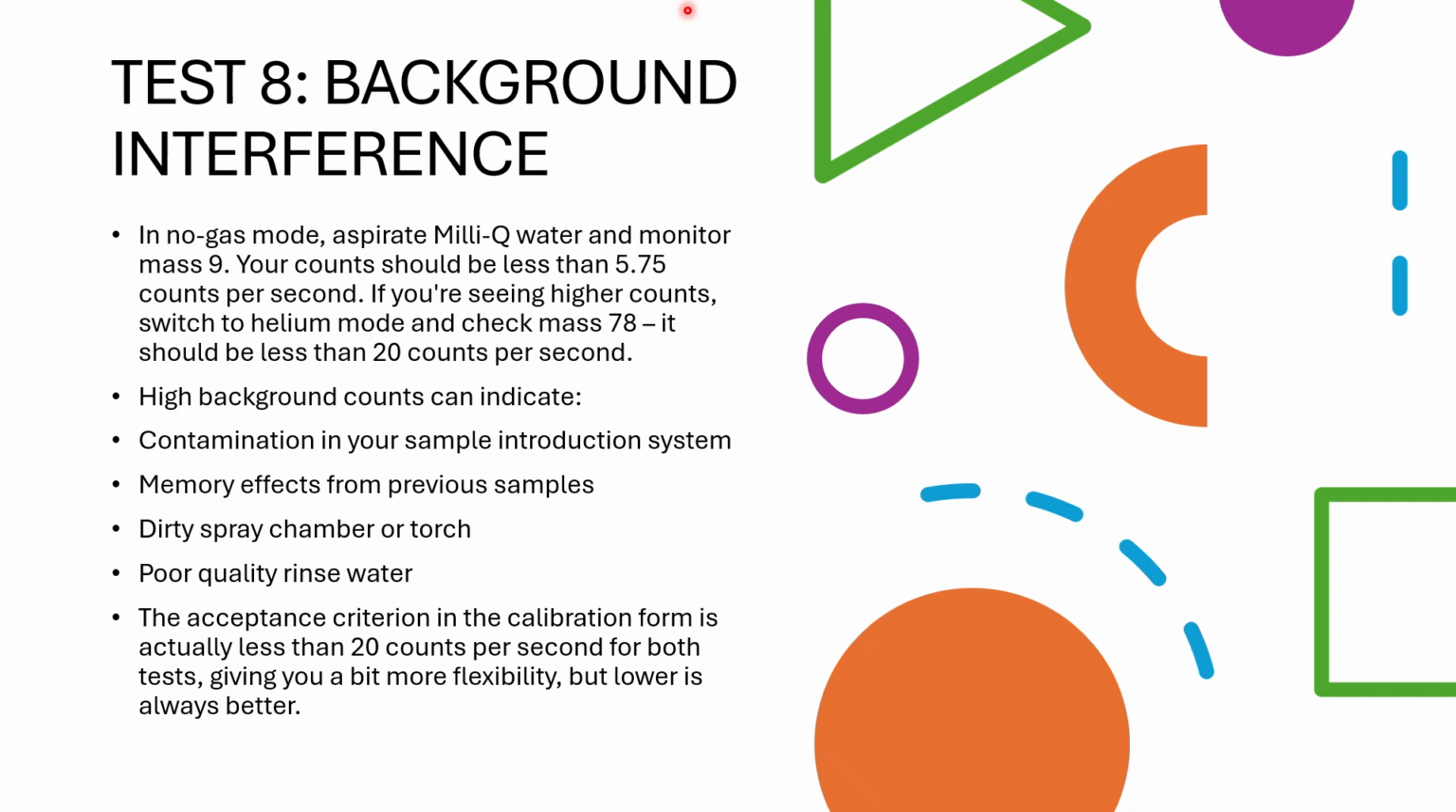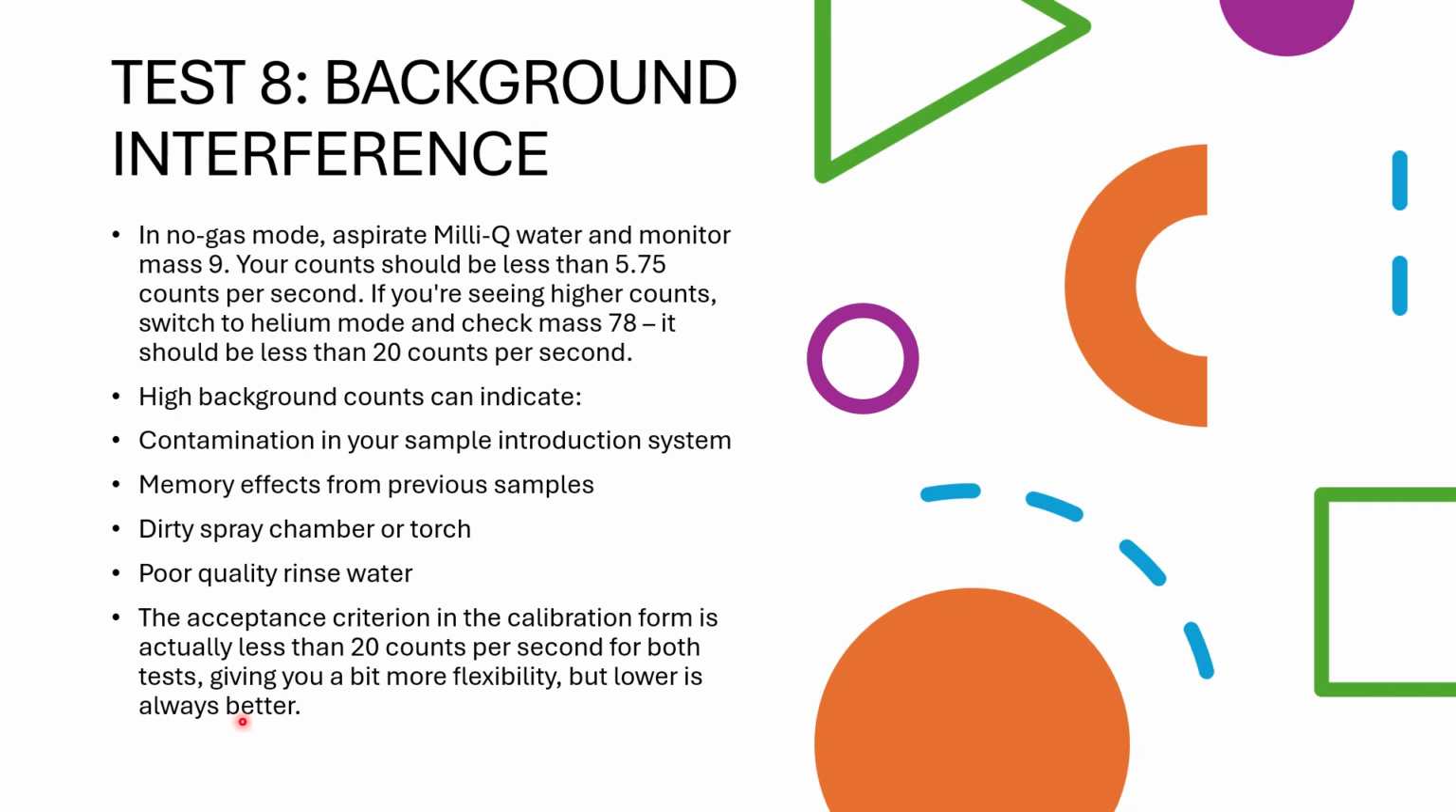If you are seeing higher counts, switch to helium mode and check mass 78. It should be less than 20 counts per second. If there is contamination in your sample introduction system, there would be high background.